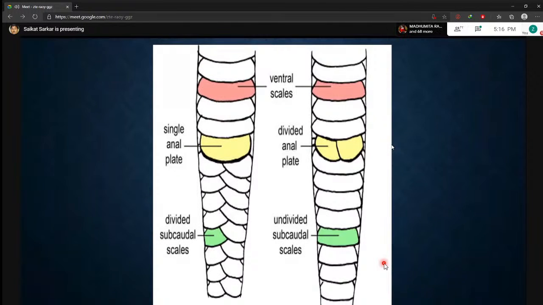Now again, coming to the anal plate. Anal plate means beneath this plate you will find the anal opening, the anal aperture. Okay. Now this is called the anal plate. Now this anal plate can be of two types. Either they are entire, I mean there is no division, or they will be divided. So this is a single undivided scale. This is a divided pattern.